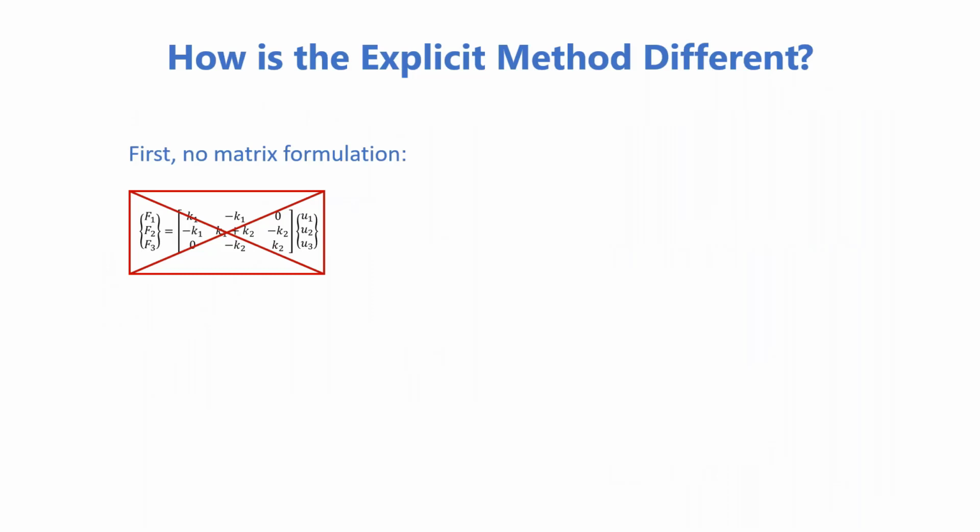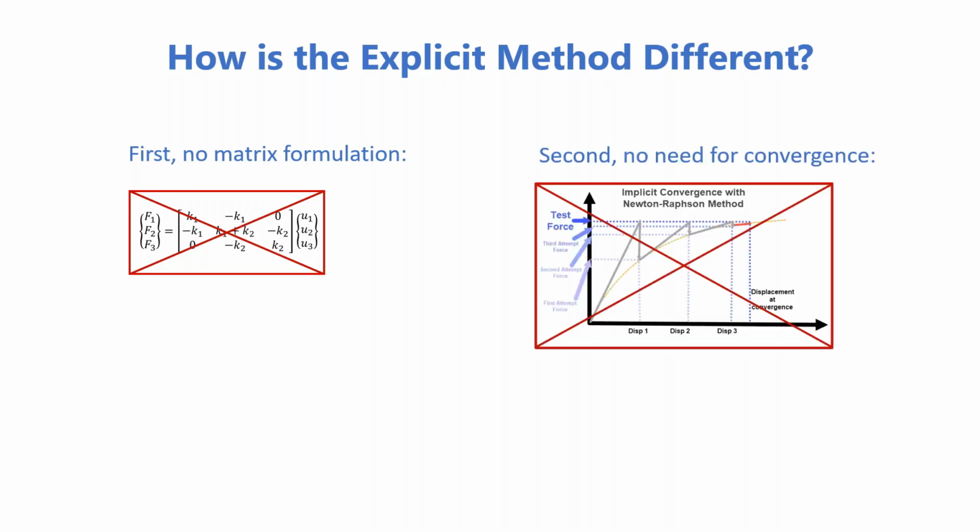Now, where this contrasts with the explicit method is that using explicit dynamics, there's no matrix formulation. I think I've heard it referred to as a right-hand only approach, meaning that only the linear equations are considered in this case. That has some huge ramifications because a lot of your system memory and CPU time is spent assembling and decomposing that stiffness matrix. Secondly, there is no need for convergence, which is huge.